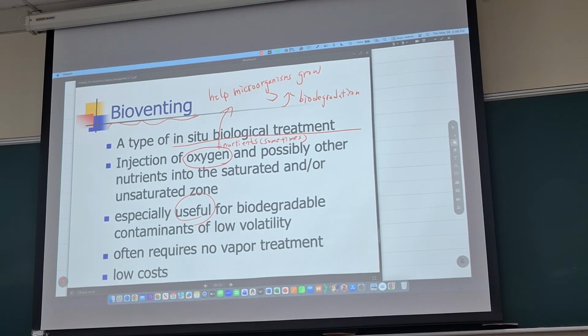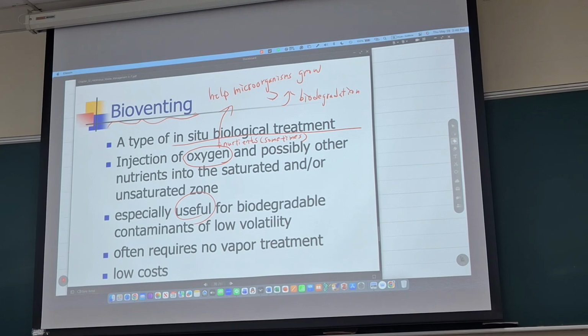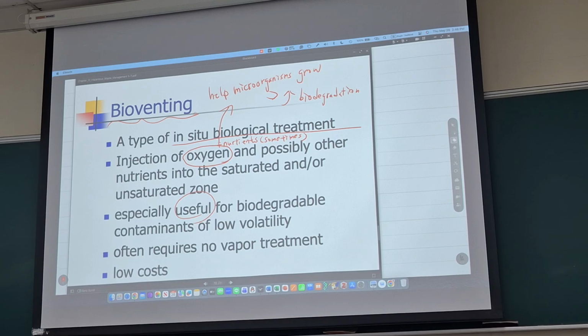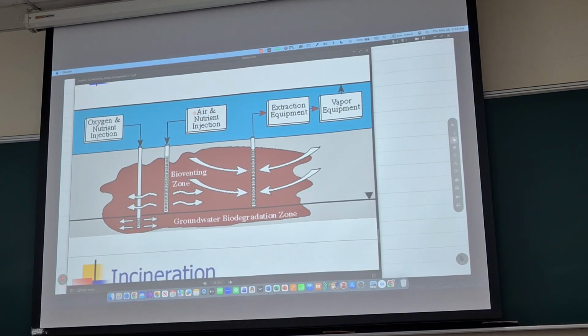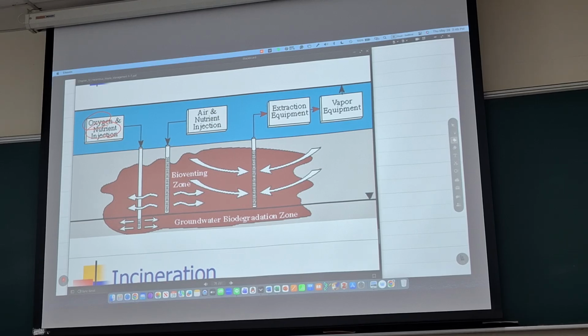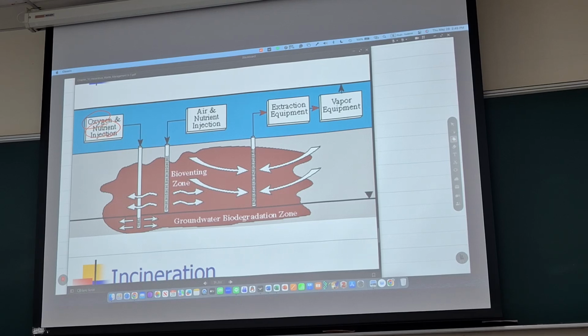So bioventing means we inject oxygen, and sometimes together with some nutrients, to help microorganisms grow. Therefore, it can increase biodegradation, and this is very useful for in-situ biological treatment. So oxygen and nutrient injection to help microorganism growth, we call this bioventing.